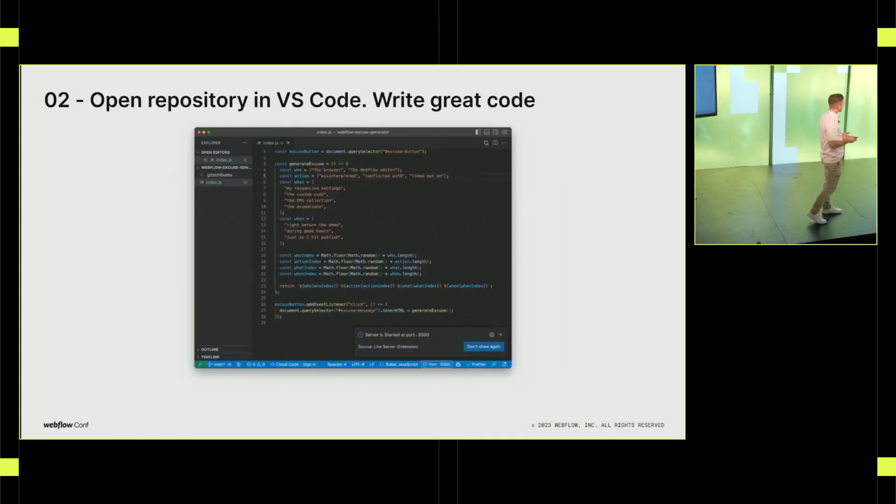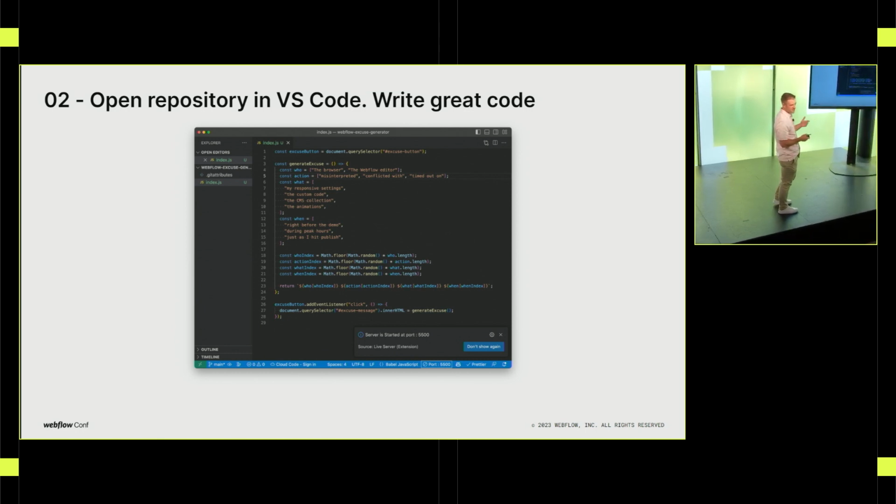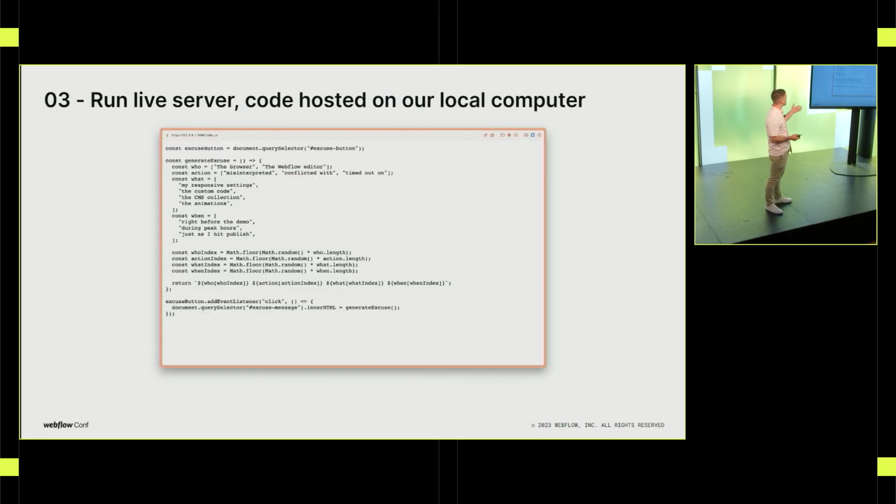Now, the other thing I want to point out at the bottom right is I have a server started at port 5500. I have an extension in Visual Studio Code called Live Server. This creates a really simple HTTP server on my local machine that lets me run the code locally from my computer on the site from Webflow. So if I go into my browser to 127.0.0.1 colon port 5500 slash index.js, you'll just see the exact same code show up in your browser.